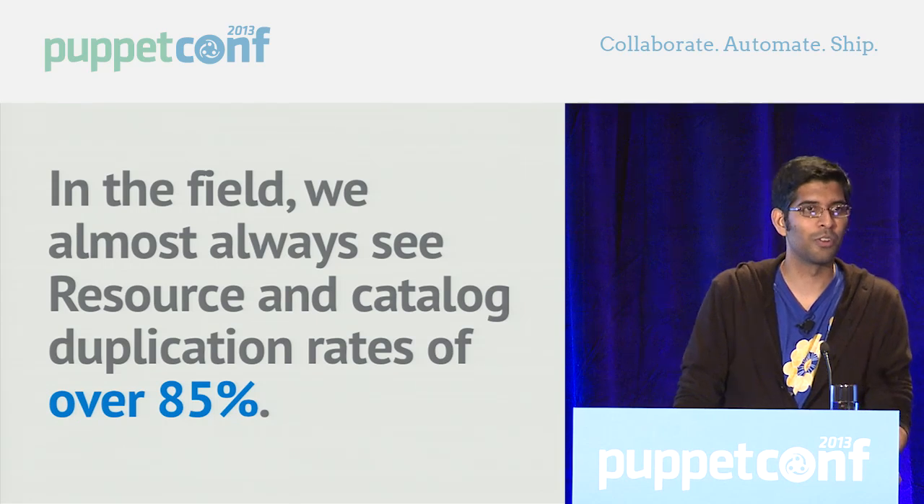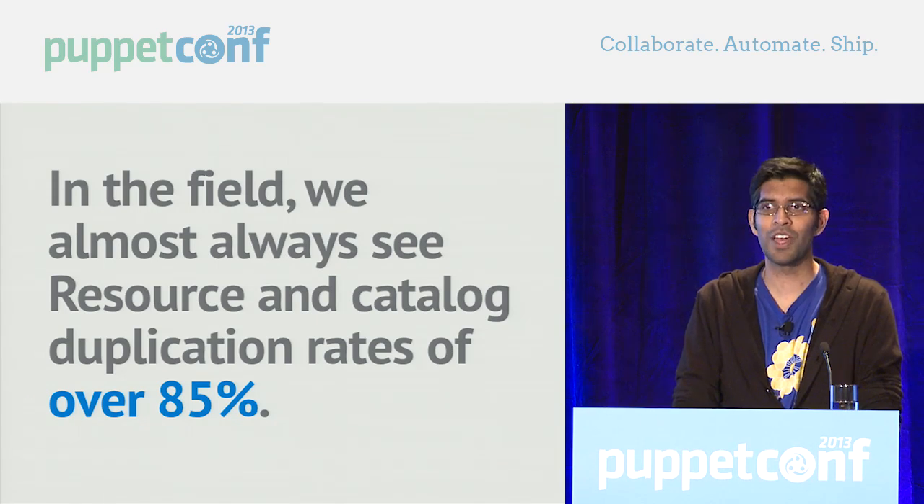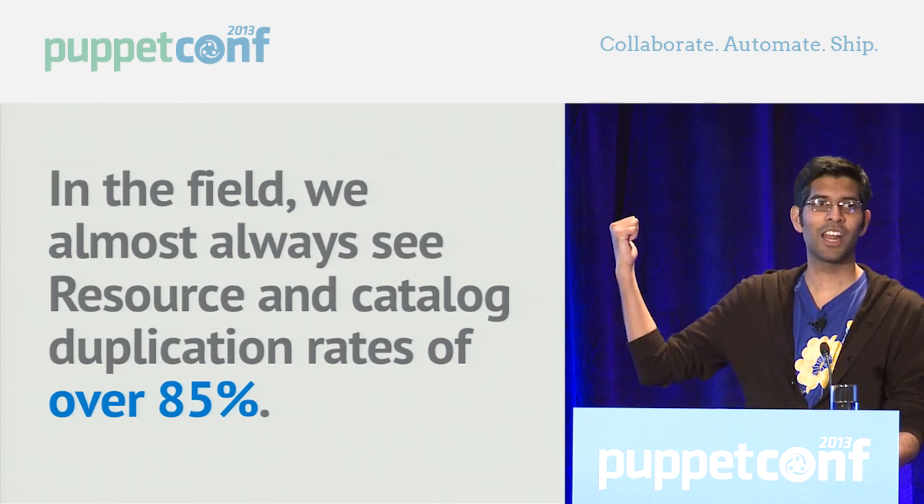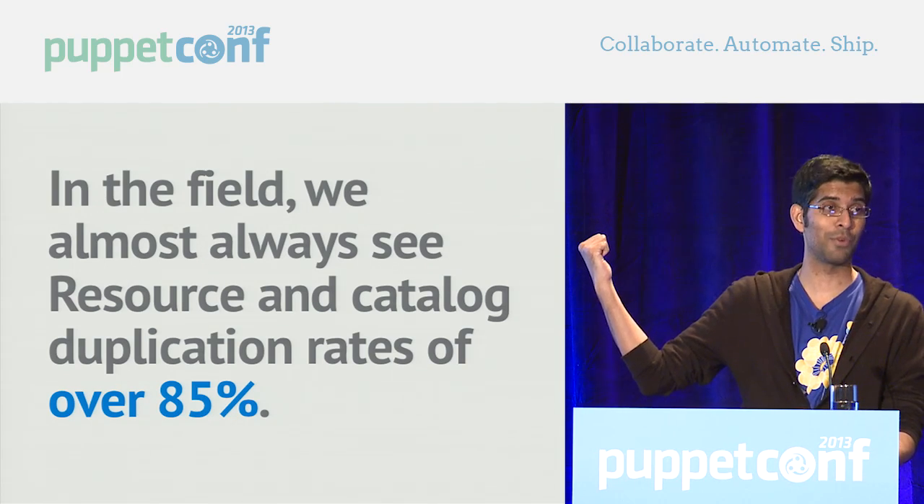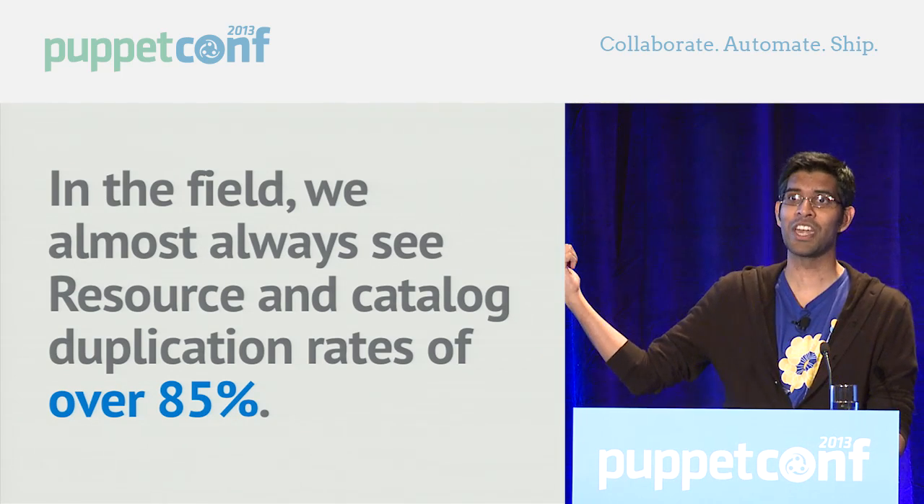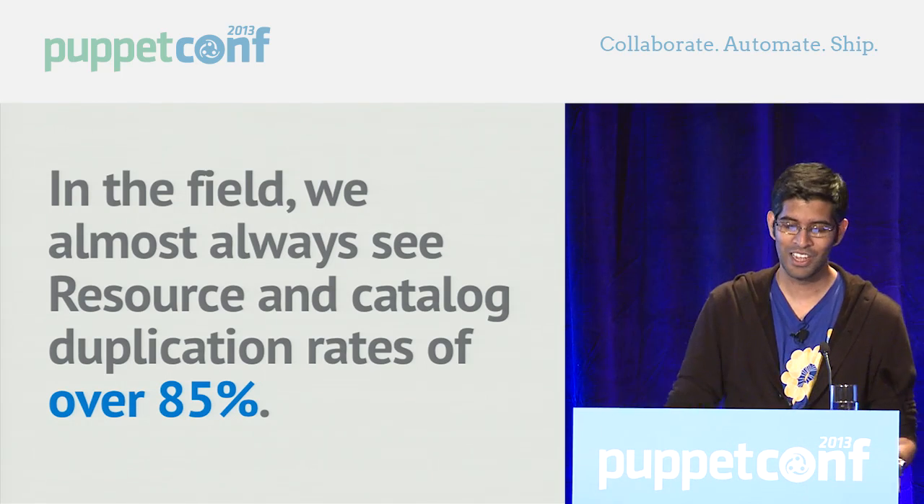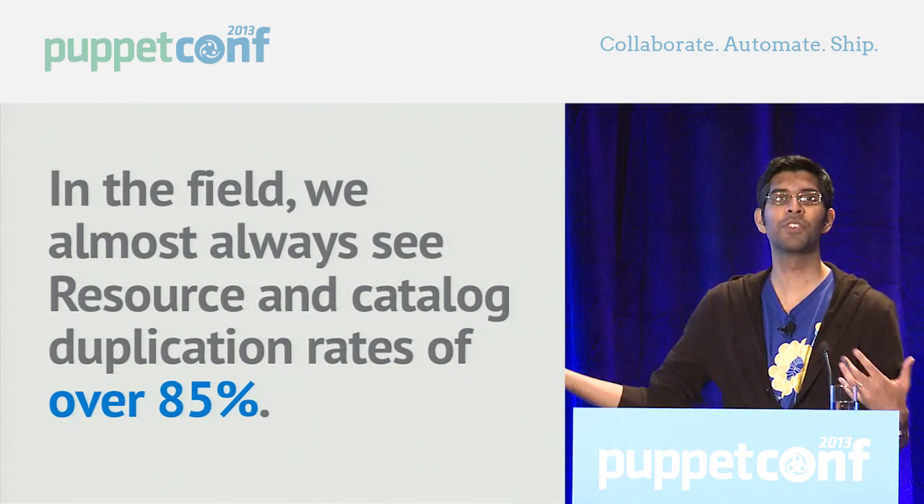This was theoretical at the beginning, because we didn't know if that was actually the case. And it turns out in the field that we see resource and catalog duplication rates above 85%, which basically means that we do no work in PuppetDB about 85% of the time, which is good. So I think that proves out the theory.